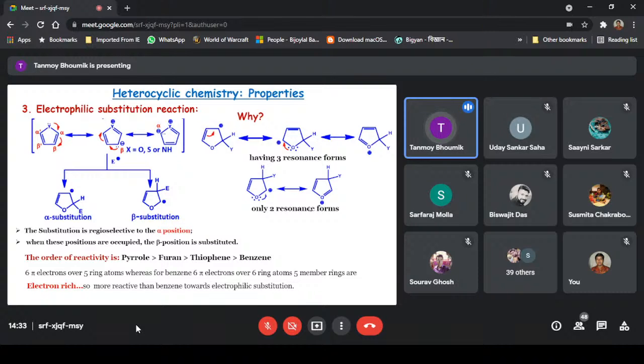If the substitution occurs at the alpha position, it generates 3 canonical forms, so it is very stable. And whenever you consider the beta positions, then what happens? We get only two canonical forms, two resonating structures, and that's why the beta positions have a higher energy requirement. Now, why is pyrrole more reactive? Because of the electronegativity and orbital overlap. Whenever you consider the electronegativity, obviously thiophene is the more electron donating atom.